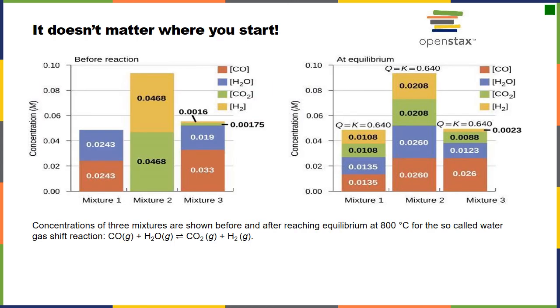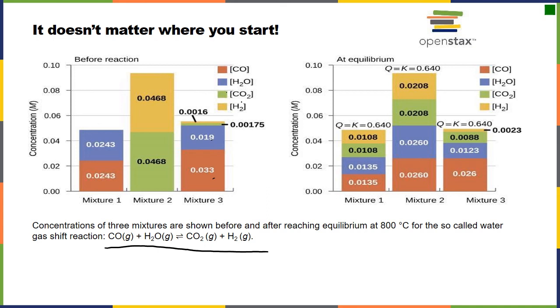So what is the takeaway? The takeaway here is that, let's say we have this reaction right here where carbon monoxide reacts with water to make carbon dioxide and hydrogen. And we have some ratios. In mixture number 1, we have carbon monoxide and water. In mixture number 2, we have carbon dioxide and hydrogen. In mixture number 3, we've got carbon monoxide and water and a little bit of both carbon dioxide and hydrogen.